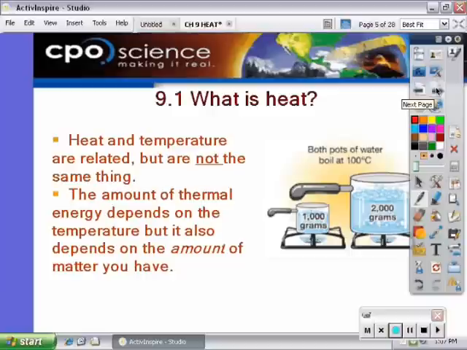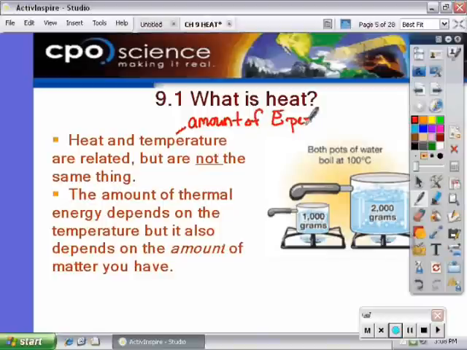Heat and temperature are related, but are not the same thing. The amount of thermal energy depends on the temperature, but it also depends on the amount of matter you have. So when we're looking at temperature, temperature is the amount of energy per molecule.